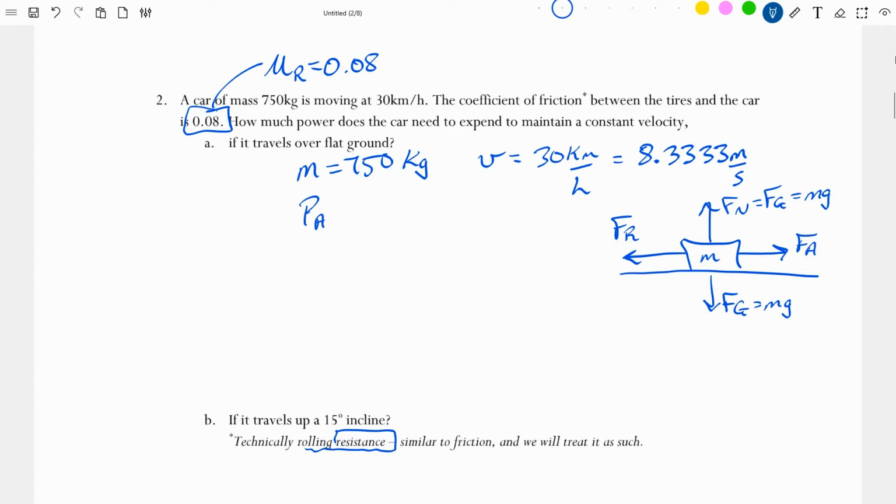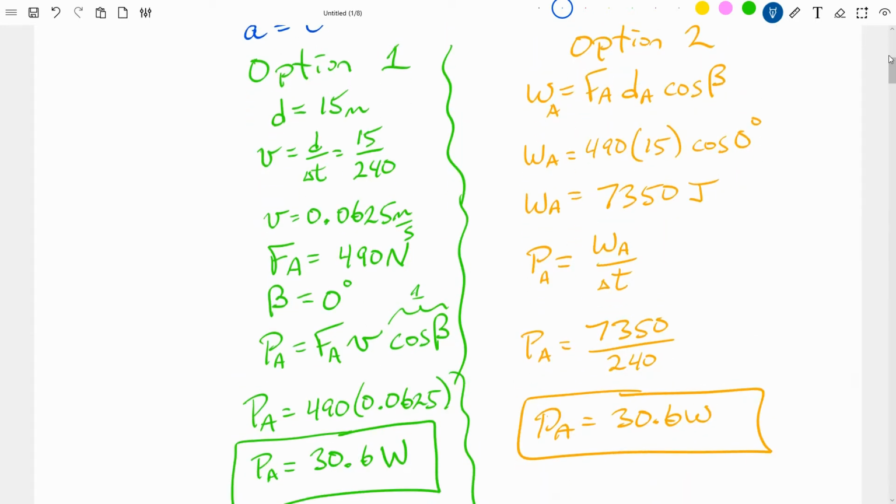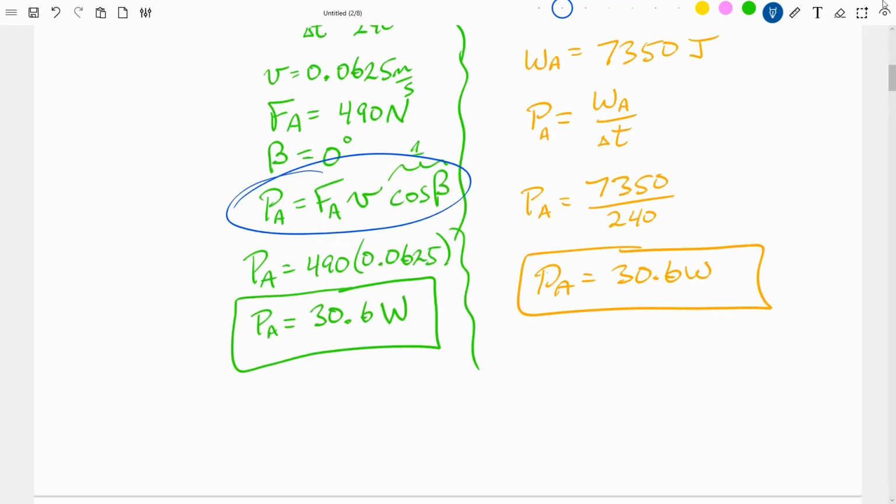Okay, so what is the power associated with the applied force is what we're looking for. Well, since we have the speed here of 8.33, and I clearly have information to work with forces, I'm thinking of a solution that is going to be more akin to my option 1 of question number 1. I'm thinking that I'm going to be using something kind of like this. In fact, exactly that equation just applied to the new situation. So if I can figure out the applied force, and if I could figure out how fast it's going, well, I was given that. Beta is going to be 0 degrees.